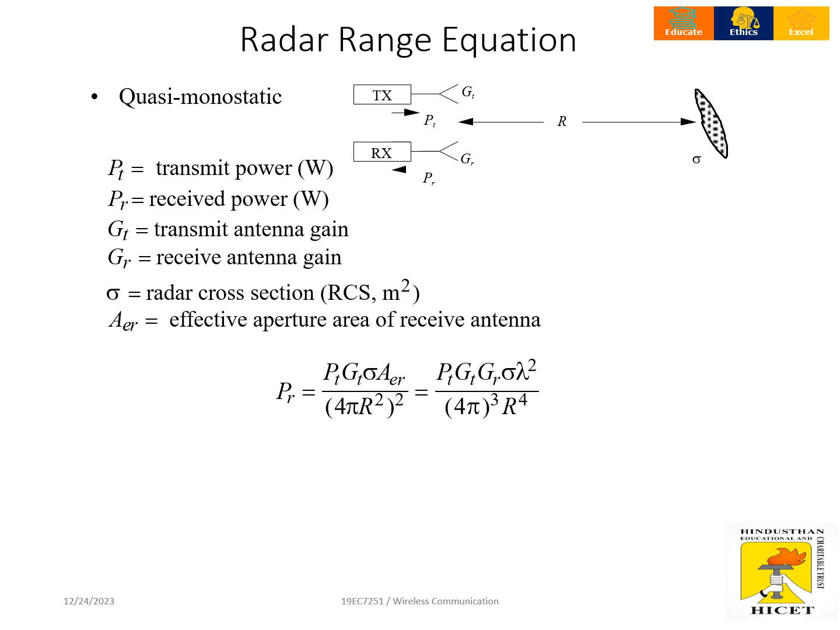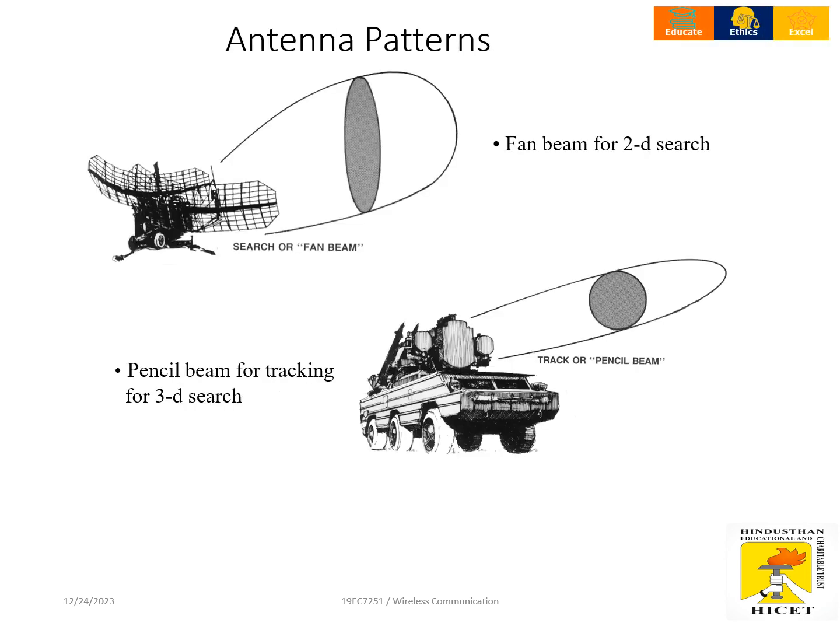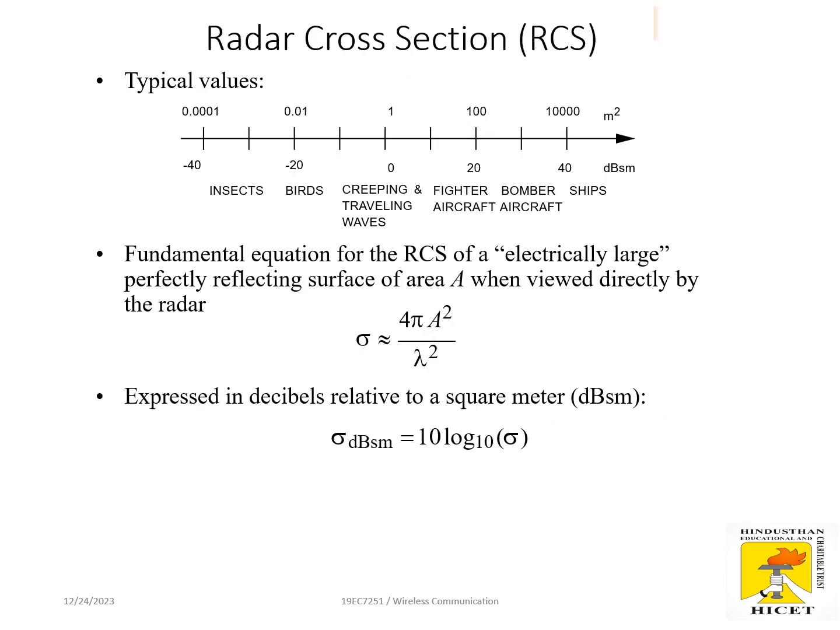Next is the radar range equation. This is one of the fundamental parameters of radar. It is composed of transmitted power and received power. We are going to calculate the received power, and for that we have to use transmit power, transmitter antenna gain, receiver antenna gain, and the radar cross section, which is in terms of square meters. Antenna patterns: the fan beam is used for 2D search, whereas the pencil beam is used for 3D search.